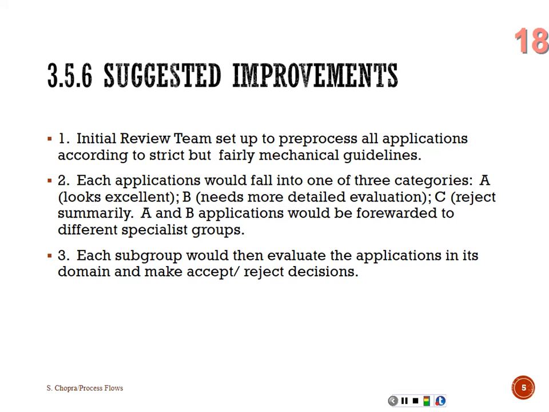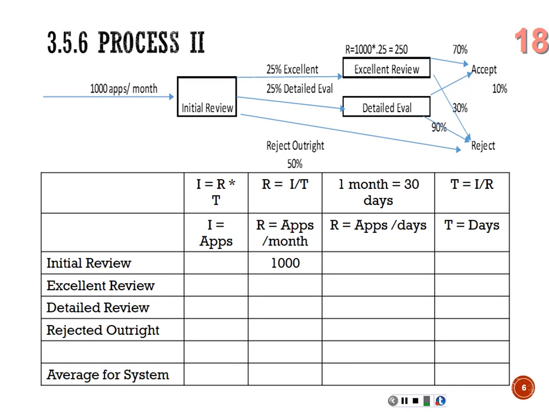Okay, and so with that being said, now we get this process, so you can see it's no longer a linear process. Every application doesn't go through every step in the process, so it's what we call a nonlinear process. We have 1,000 applications per month that go through the initial review. We have 25% of those that go through the excellent review. So what's 25% of 1,000, Hunter? 250. So that means that we have 250 that go through the excellent review. Kaylin, how many go through the detailed review? Another 25%, so 250. By the process of elimination or by calculation, 50% of them are rejected outright. So Courtney, how many are rejected out of that 1,000? 500. And so then what you'll see is that these 3 sum back to the 1,000.